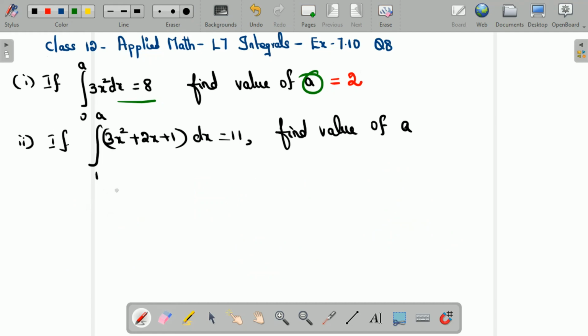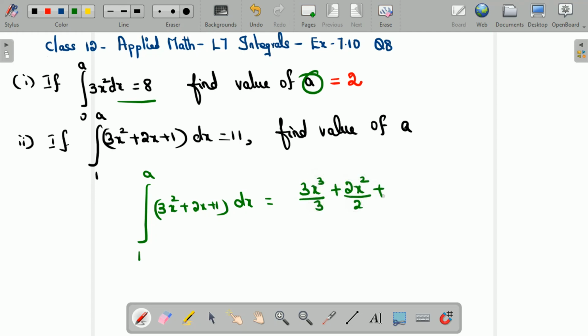Second subdivision: the integral between the limits 1 to a of 3x squared plus 2x plus 1 dx is equal to 11. So first let's integrate this expression. This will become 3x cubed by 3 plus 2x squared by 2 plus x between the limits 1 and a. So we will simplify first. This means x cubed, because 3 and 3 vanish, 2 and 2 will be gone.